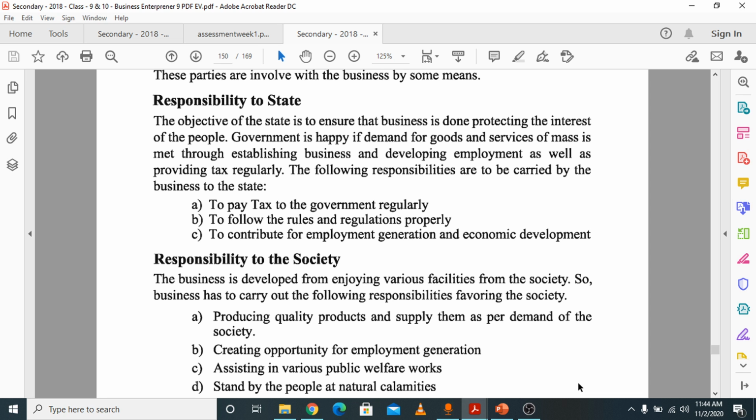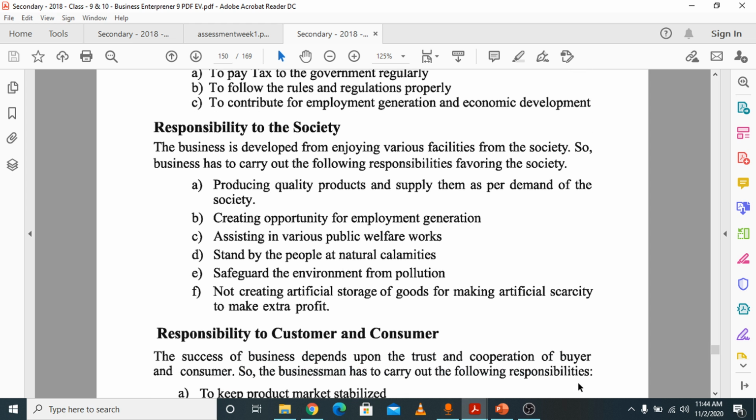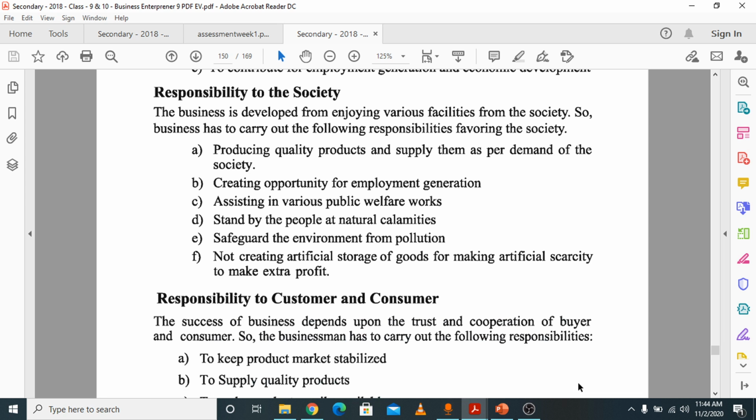Producing quality products and supplying them as per demand of the society, creating opportunity for employment generation, assisting in various public welfare works, standing by the people at natural calamities, safeguarding the environment from pollution, not creating artificial storage of goods for making artificial scarcity to make extra profit. That means these are the responsibilities.